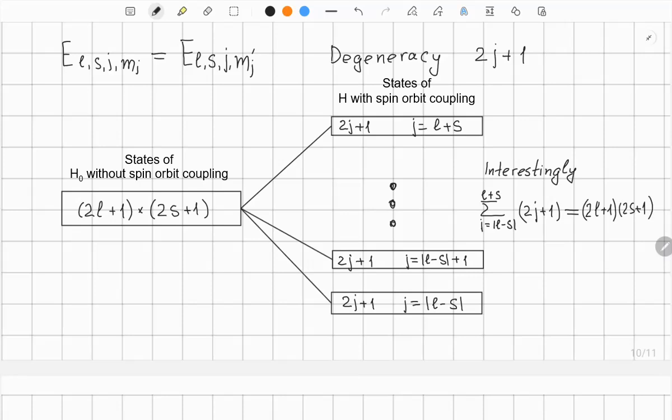As we saw earlier, the electrostatic repulsion between electrons leaves degeneracy with respect to the quantum number L. The spin-orbit interaction leaves the degeneracy with respect to quantum number J. Nevertheless, we are still left with some degeneracy regarding the quantum number Mj.